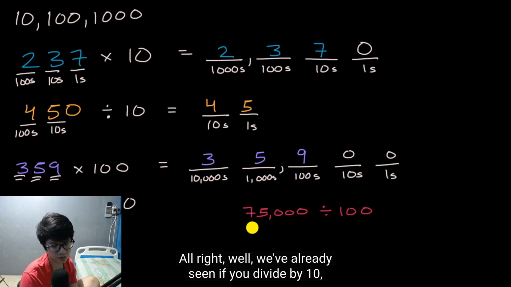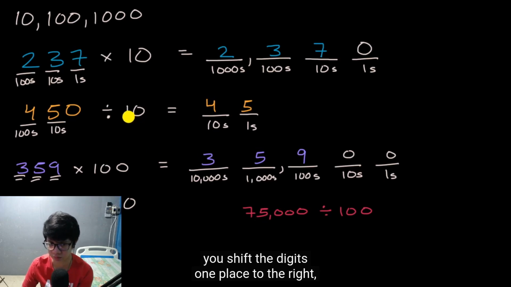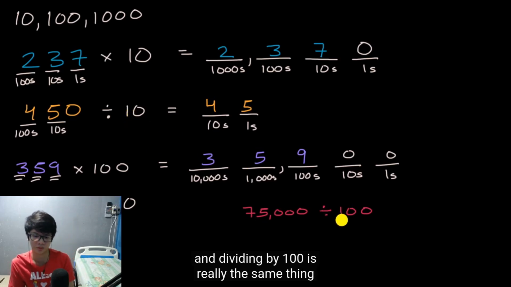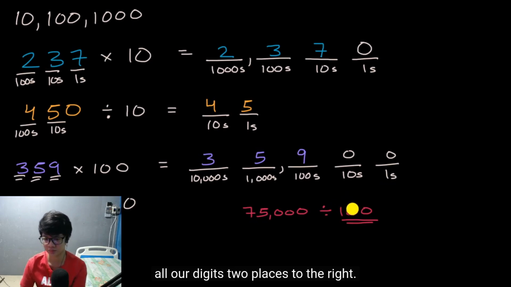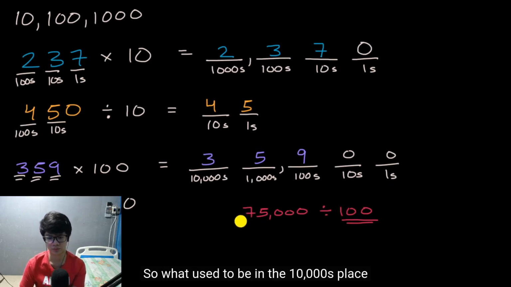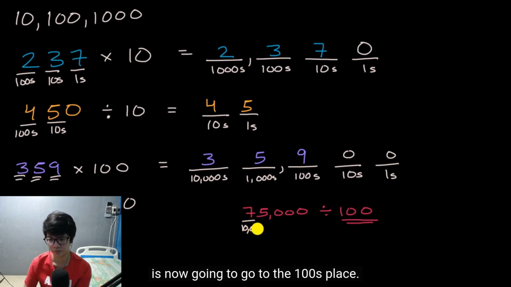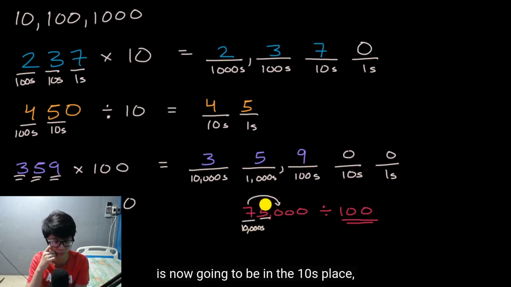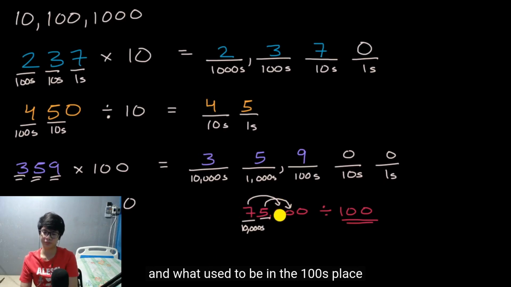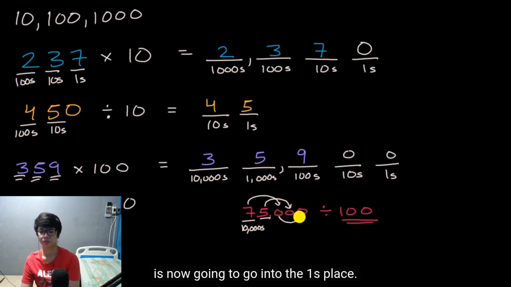All right. Well, we've already seen if you divide by 10, you shift the digits one place to the right. And dividing by 100 is really the same thing as dividing by 10 twice. So we really just need to shift all our digits two places to the right. So what used to be in the 10,000s place is now going to go to the hundreds place. What used to be in the thousands place is now going to be in the tens place. And what used to be in the hundreds place is now going to go into the ones place.